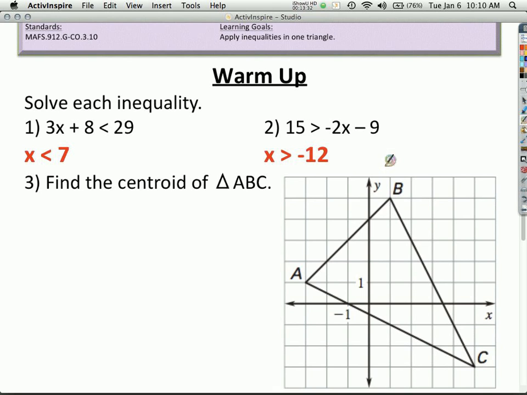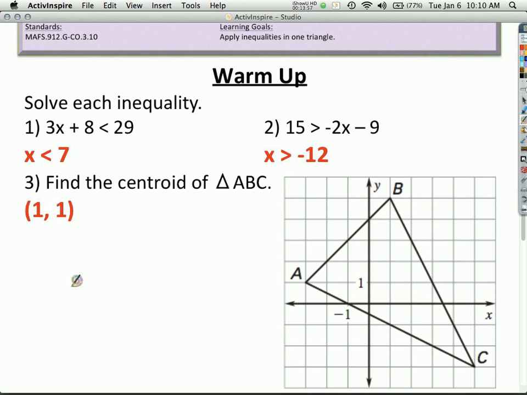We got student number 4, 15, 2, and 19. Student number 4, what'd you get? 1, 1. Student number 15, what'd you get? 1, 1. Student number 2, what'd you get? 1, 1. Student number 19, what'd you get? 1, 1. So all of you got the same exact point, 1, 1.